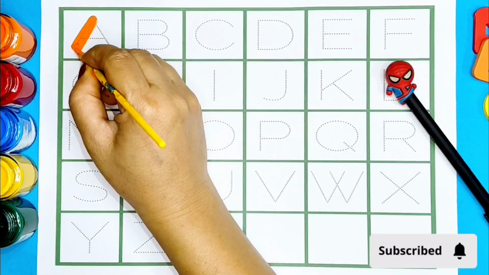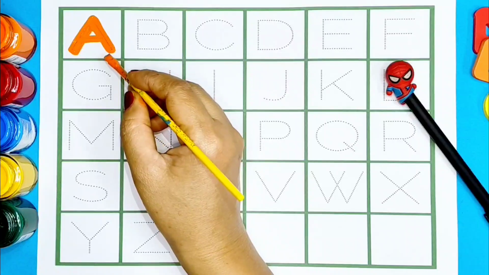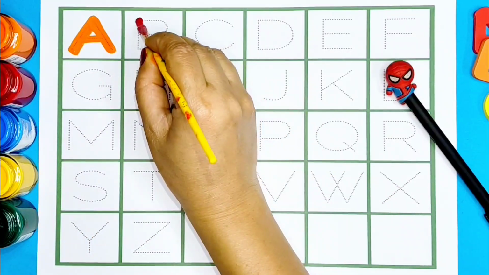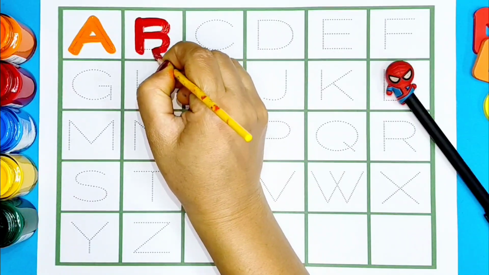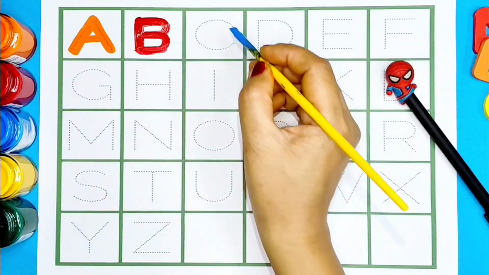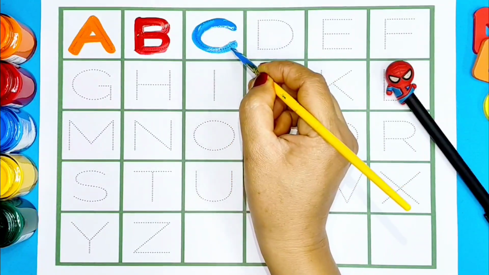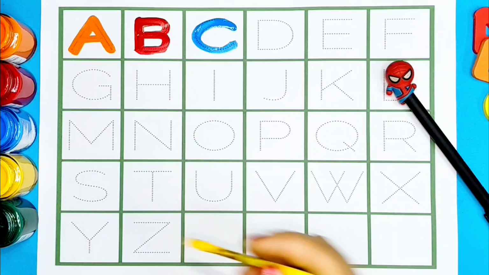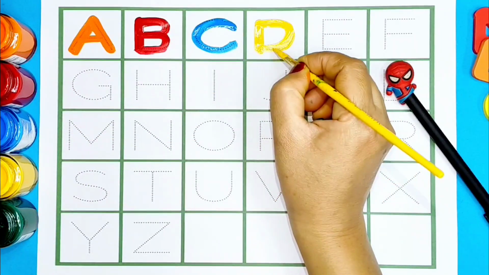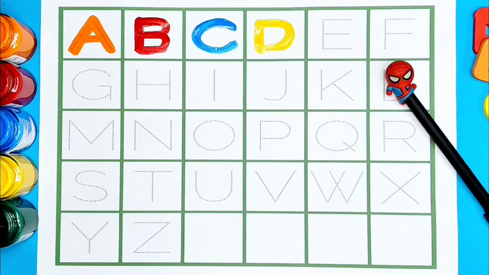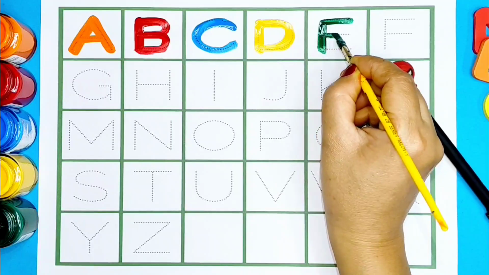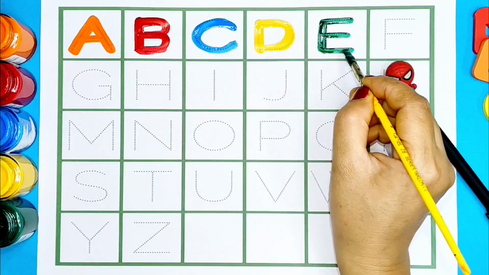Orange color. A. A for apple. Red color. B. B for butterfly. Sky blue color. C. C for cow. Yellow color. D. D for dog. Dark green color. E. E for elephant.